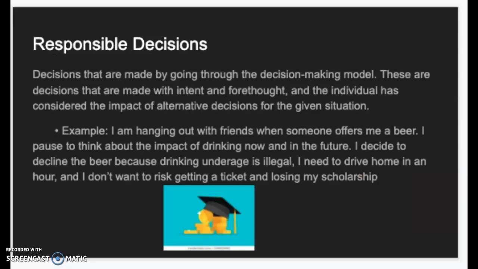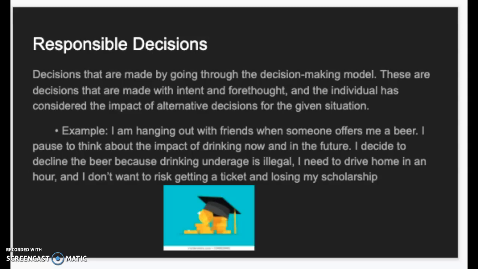Other types of decisions can be named responsible decisions. And again, these are things that people consider after going through a very thorough decision-making process. So they think about all the consequences, they have intent and forethought, and they've considered different alternatives. They've thought really through the whole decision to make the most responsible choice that they can.